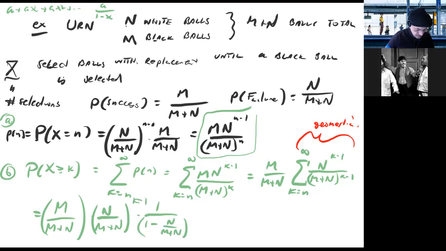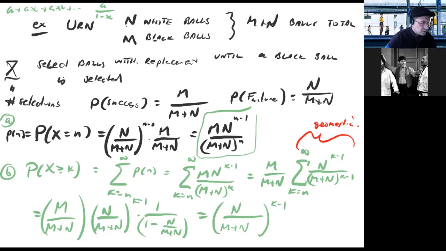Okay, so what do you get? If you multiply all this out, you'll see that this becomes, and I'm going to spare you the arithmetic, N over M plus N to the K minus first power. That's the answer to this. So that is the probability that X is at least K or more.